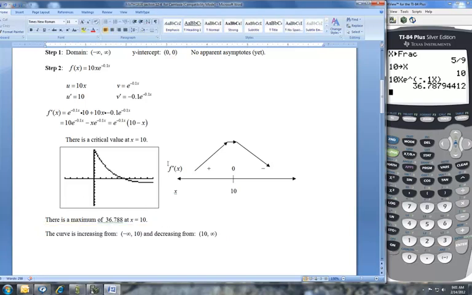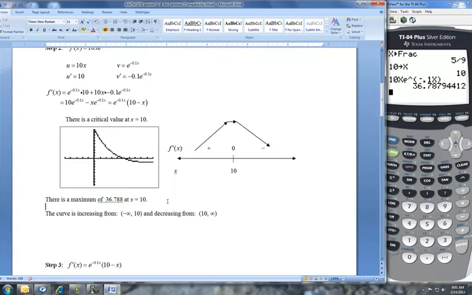Anytime you have a plus for your derivative, it's increasing, so it's increasing from negative infinity to 10, and decreasing from 10 to infinity. So that's using your first derivative. We've analyzed the function with that, and we've got to keep this point in mind.